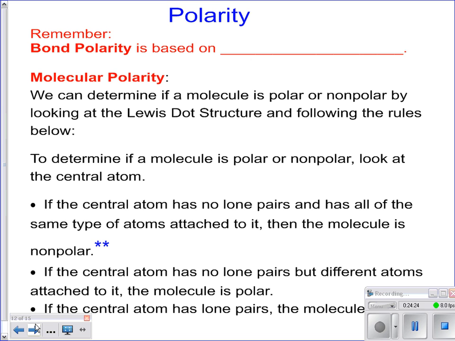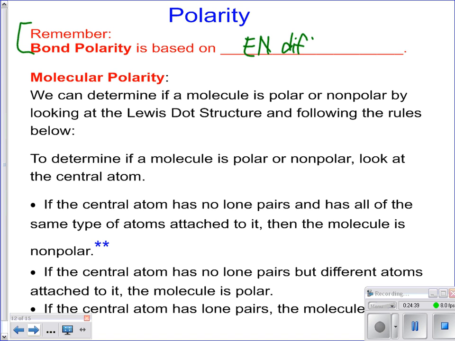So I'm not sure that I have this on your notes, but I would write this in. This we've looked at already. I just wrote this here to remind you guys. If we wanted to know something about bond polarity, do you remember what we looked at?